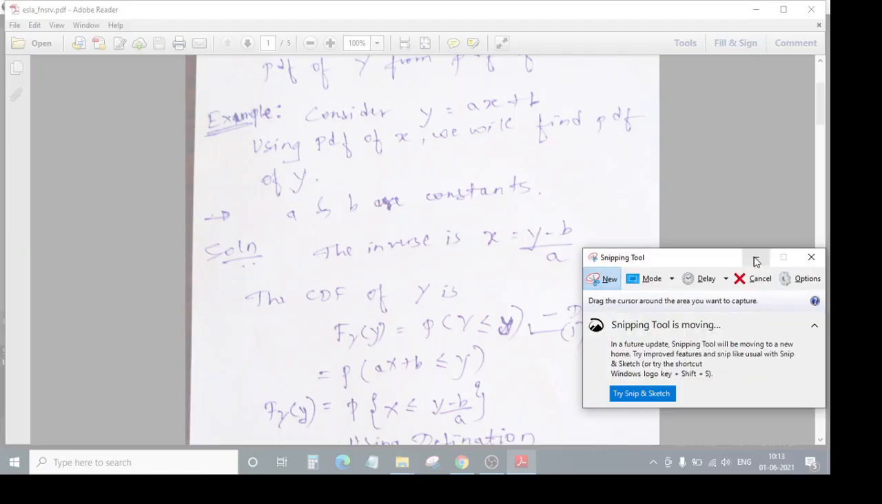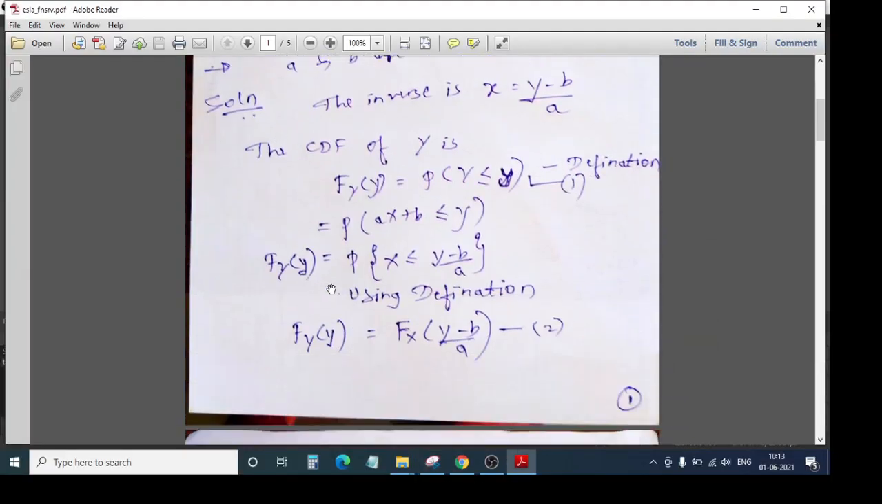Next, after doing this, by using the definition, if you observe the definition here, please map your equation number 1. So you can see here, it is nothing but x is less than or equal to (y minus b) by a. So that means this is the CDF of (y minus b) by a. So we have just mapped it.